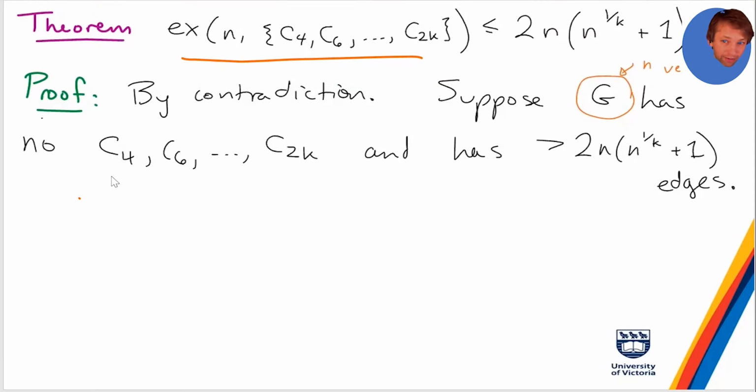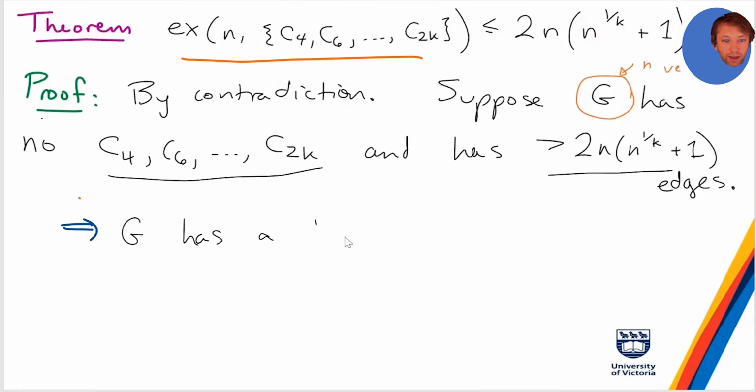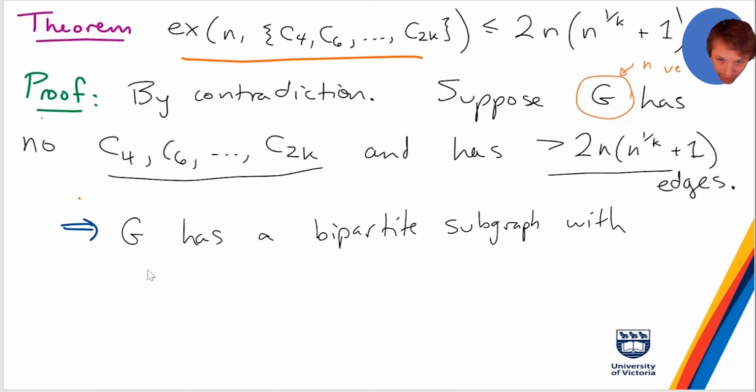So a counterexample is a graph G with n vertices, with no copies of these cycles, and which has more than this number of edges. Okay, so we want to apply these lemmas. First I'm going to take G, and I can restrict it down to a bipartite subgraph, which has at least half as many edges. So it's at least half of this, but here I've got a strict inequality. So I can get a bipartite subgraph with greater than n to the 1 over k plus 1 edges.